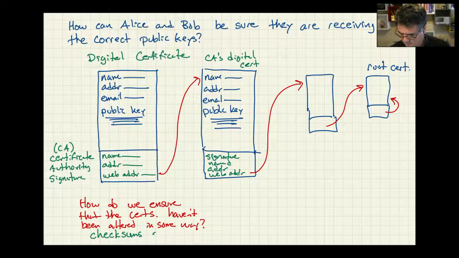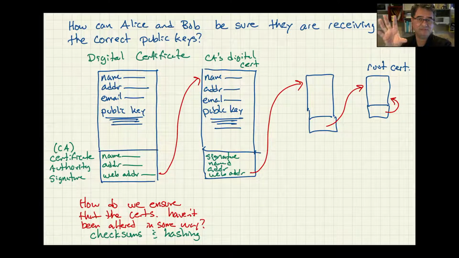Do they use some sort of hash? Yeah. We'll learn about checksums and hashing next week. And those can be used to ensure that the contents of the certificate haven't been altered. They're a mathematical calculation based upon the contents of the certificate.